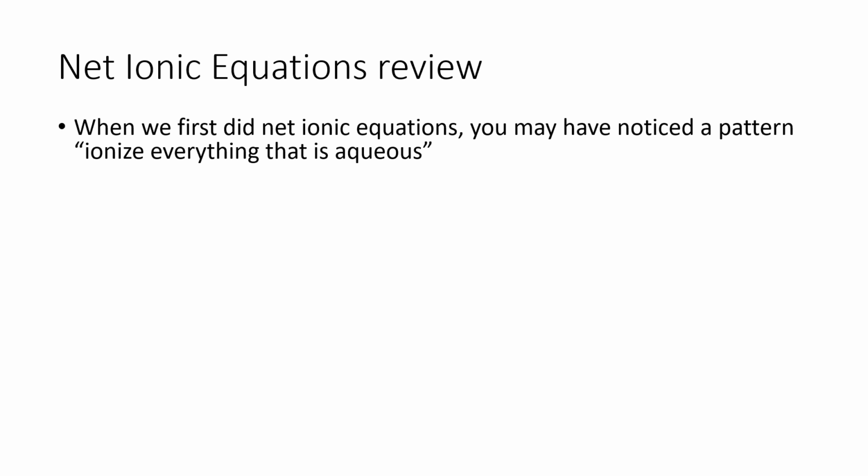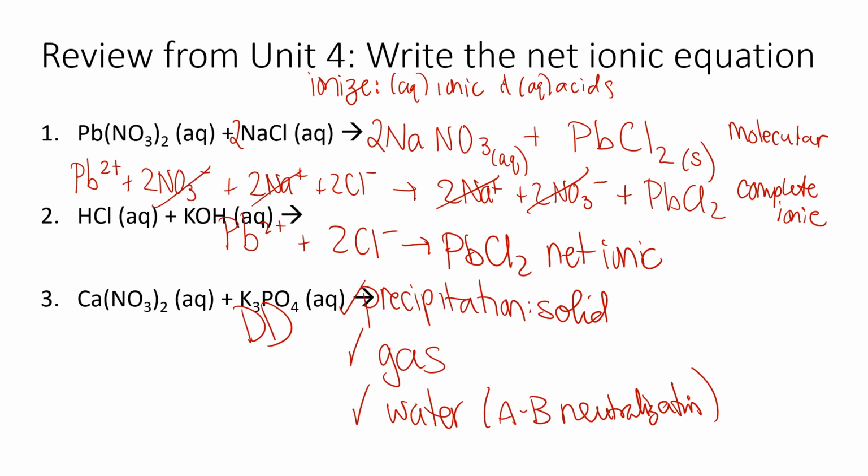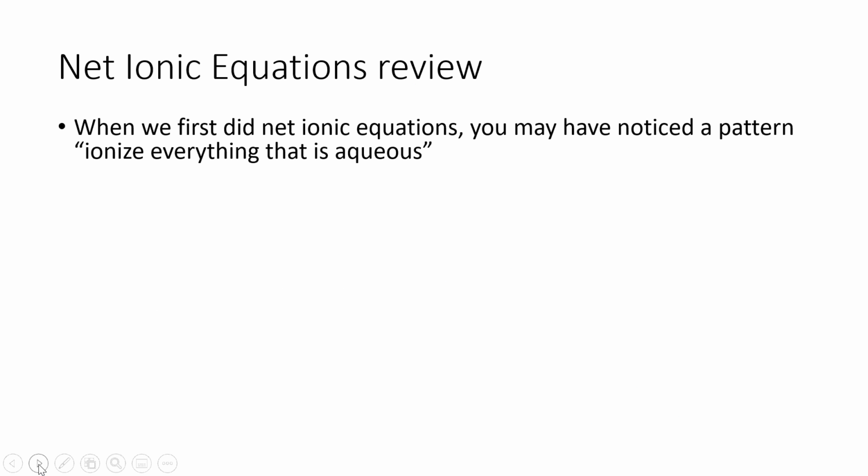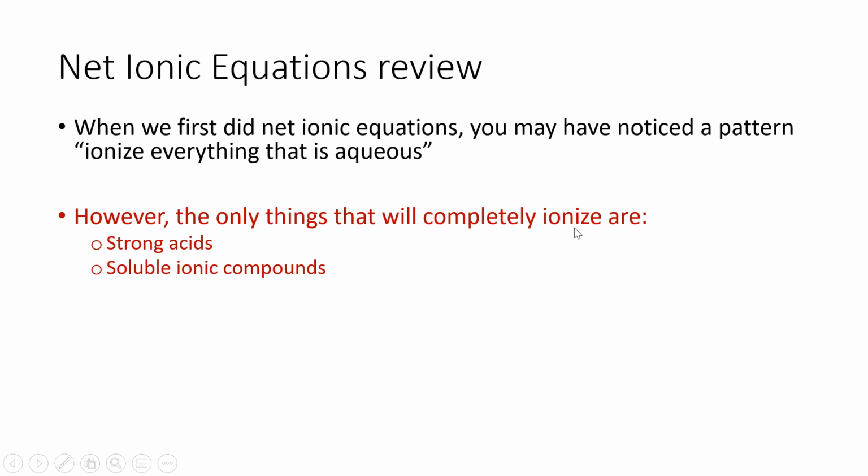Okay, so when we first did net ionic equations, you may have gotten in the habit of ionizing everything that is aqueous. If you look back at this example, wherever you saw an AQ, maybe you split it apart into ions, and that pattern worked for us back then when we were doing precipitation reactions. But we will find that in reality, the only things we should be ionizing are aqueous strong acids and aqueous ionic compounds.